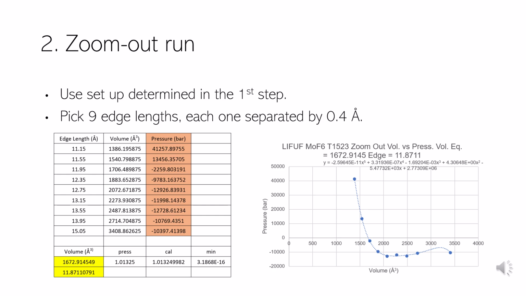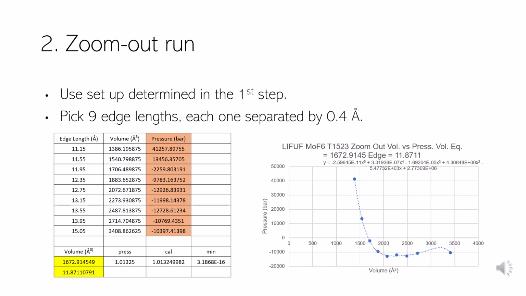The second step is the zoom-out run. Remember that the goal of this step is to get a rough estimate of the equilibrated volume, which is the volume at which the pressure is 1 bar. For this, we pick 9 edge lengths that are separated by 0.4 angstroms. We picked these edge lengths because from experience we know that the equilibrated volume will fall within this range.